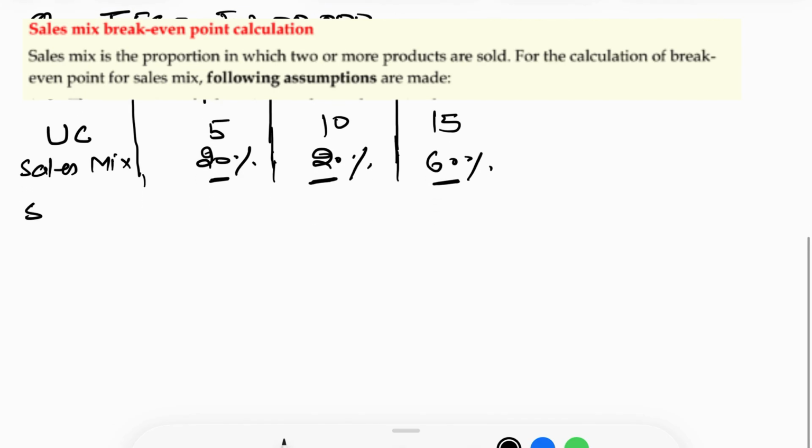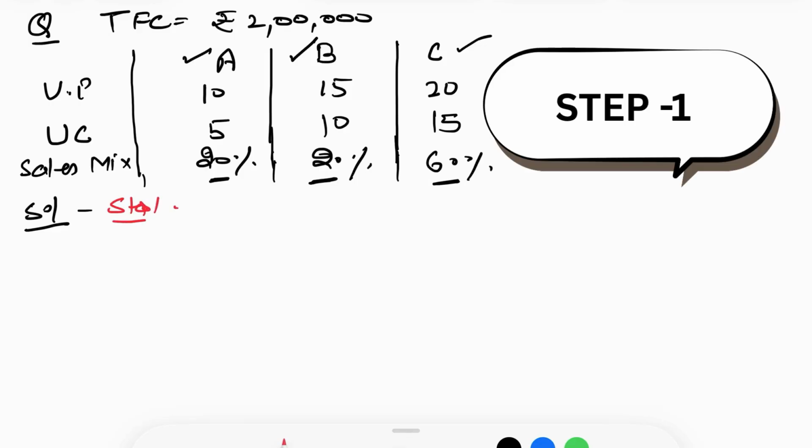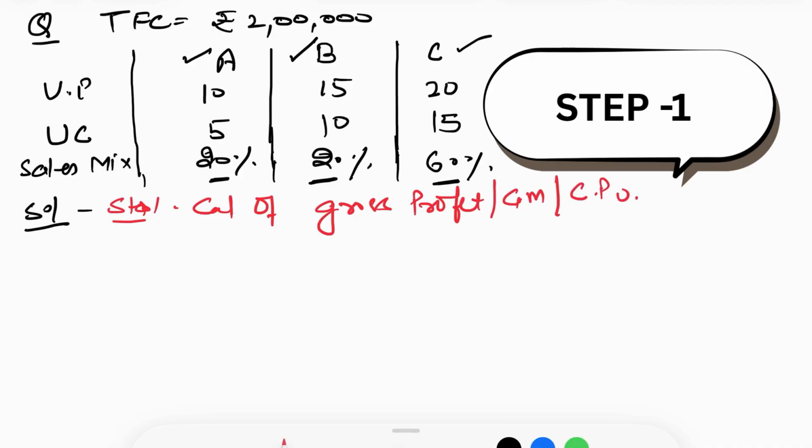Let's solve it. As I said, 5 mark question, 5 steps, and 100% this question will be in your board exams. Let's solve it. The first step. In the first step, we have to calculate, very simple, gross profit. So here I'll write down calculation of gross profit. How to calculate it? Gross profit or gross margin or contribution per unit.